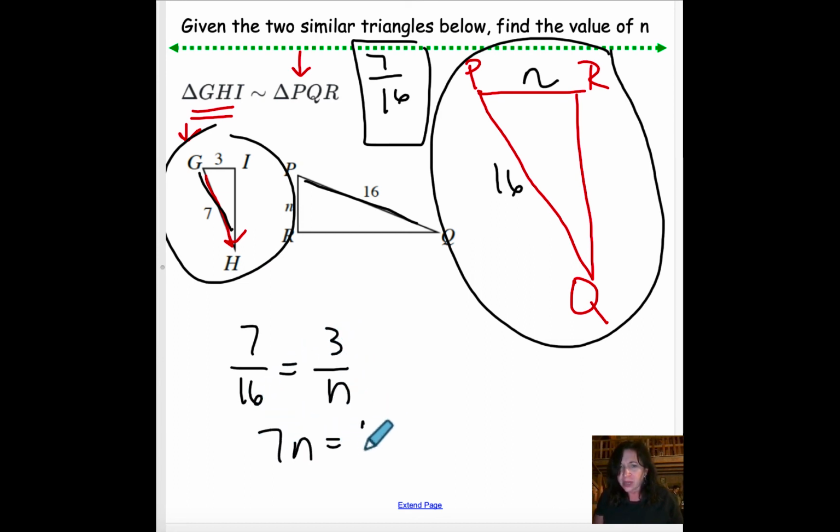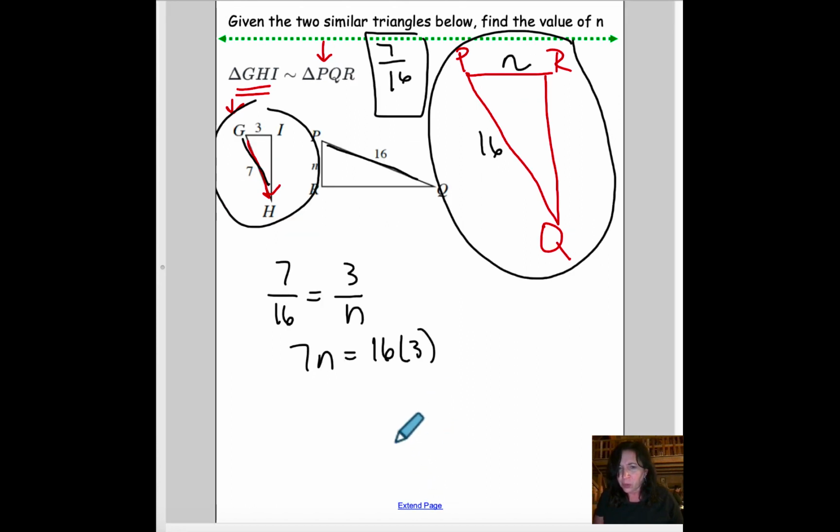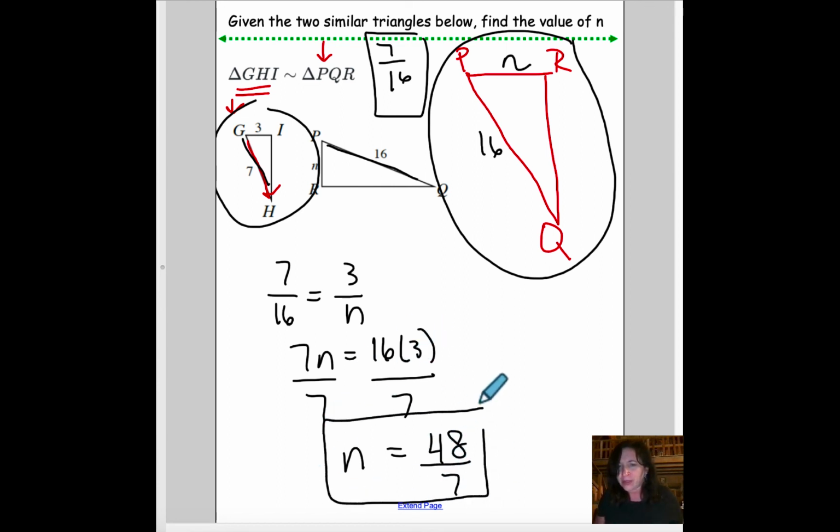7N equals 16 times 3, which is 48. And if I divide both sides by 7, I can't reduce anything. So I get 48 over 7. And that right there is what the letter N is.